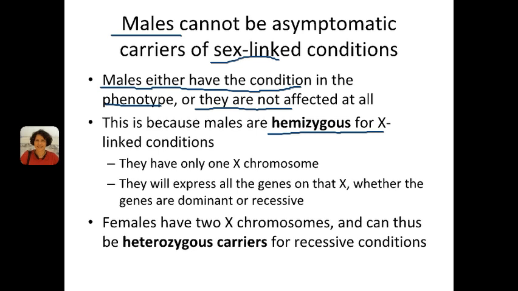Hemizygous means that you have just one copy of that chromosome, so any gene on that chromosome is going to get expressed, whether it's a recessive allele or a dominant allele. So males only have one X chromosome and they're going to express all the genes on it, regardless of whether the genes are dominant or recessive. Women, on the other hand, have two X chromosomes, so it is possible for them to be carriers for recessive conditions, and all carriers are heterozygous for the condition, and they can be completely asymptomatic. They may not even know that they are carriers.